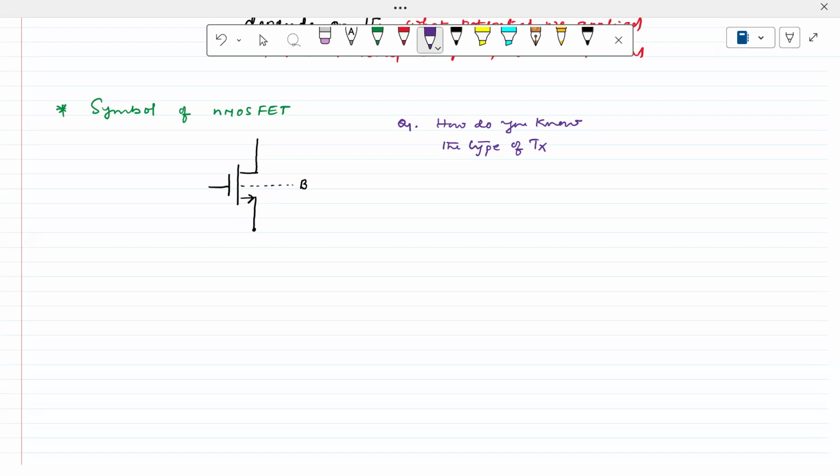Somehow you came to know that this is an NMOS transistor, because they have given the symbol, for example, or they said that it will be active for positive voltages. Then you should remember that yes, this is an NMOS transistor. Then how do we choose which terminal is a source and which terminal is a drain? Therefore, question number 2: how to choose the terminal names, whether it is a source or drain.